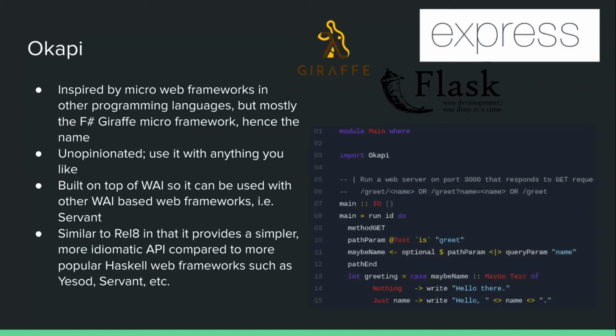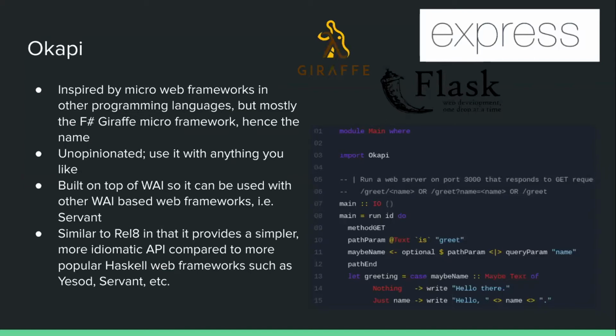And we have these series of statements right here that parse the HTTP request. So if you're familiar with attoparsec or megaparsec or any other monadic parsing library, you'll feel right at home with Okapi. It is essentially a monadic parser for HTTP requests. And so we check on the first line that it is a GET request. And then on the second line, we're checking that the first path parameter is greet.